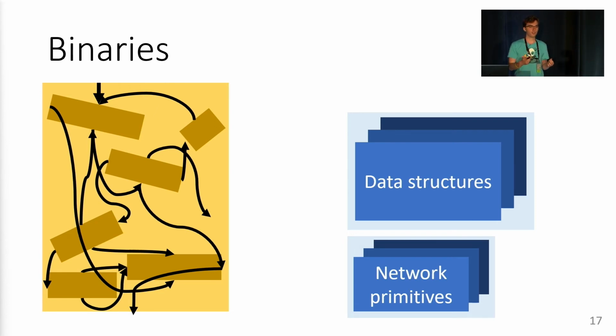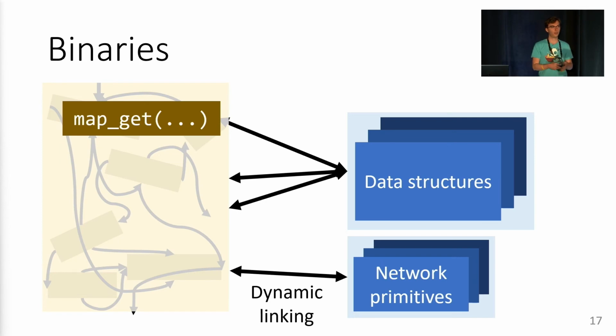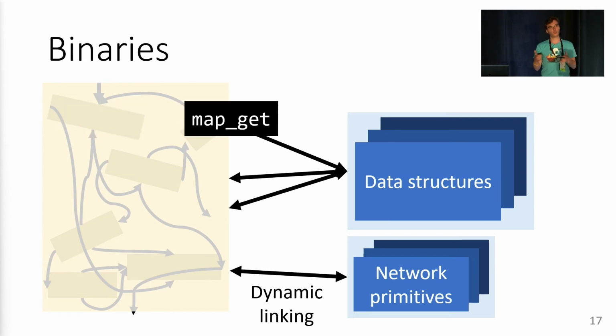Well, the key observation is that the binary is still going to dynamically link with the data structures and the network primitives. And we can still observe the interactions that it has with its environment, with these data structures and network primitives. Because when the binary, for instance, calls a map_get function, that corresponds to a symbol that it has to export in order to link against the data structures. So we can still use the interactions between the binary and its environment to fully define what the network function does, because we have this information of which interactions happened and what conditions held at that point.